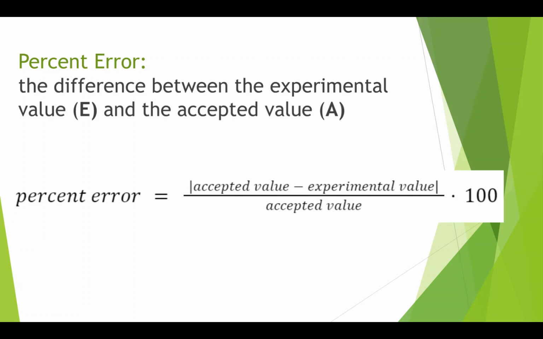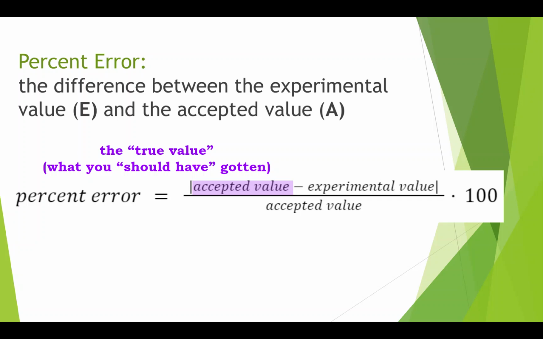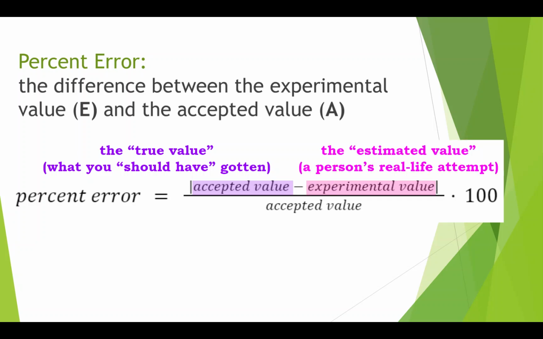Forget about the negative. Really, the only tricky part about these problems is telling the difference between the accepted and the experimental because your problems will have two numbers in them. So that accepted value is the true value. It's what you should have gotten. The experimental value is the estimated value. Someone's real life attempt, it's probably not perfect. So in each problem, when you're reading it, you need to ask, is this what I should have or could have gotten? Or is this what someone was actually trying to do, even if it wasn't quite perfect?